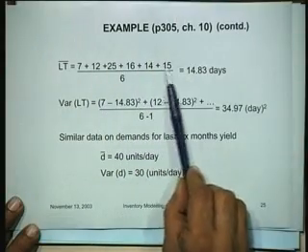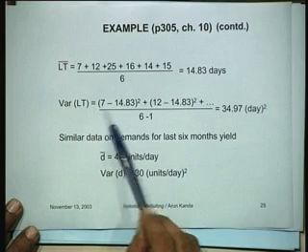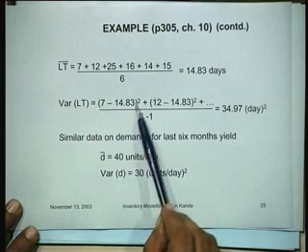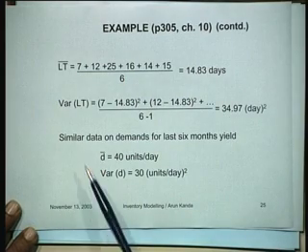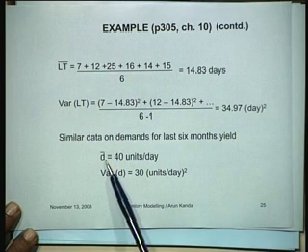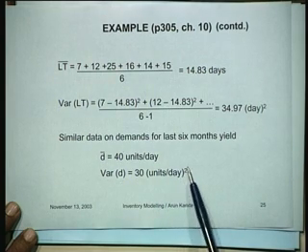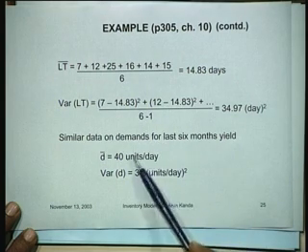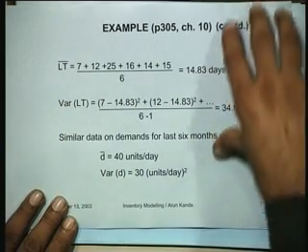So we have the average lead time, we have these values of the lead time. The average lead time is 14.83. The variance of the lead time can be calculated as x minus mu whole square summed up for all the values. So this is 34.97 days square. And similar data on demands for the last 6 months can be used, and this yields, for instance, that the average demand is 40 units per day and the variance of demand is 30 units per day whole square. So this is how you can extract data on lead times and demands from the actual facts that you have available with you.